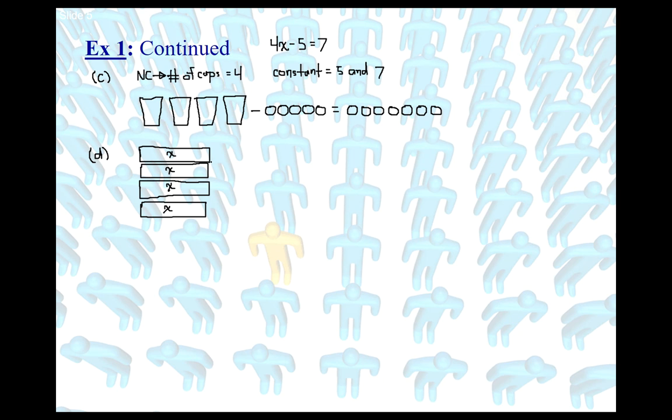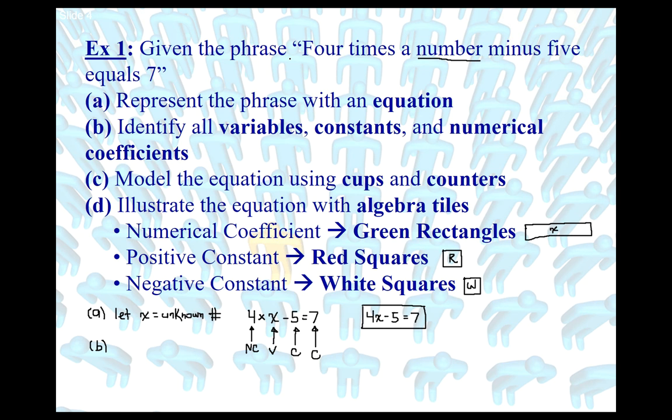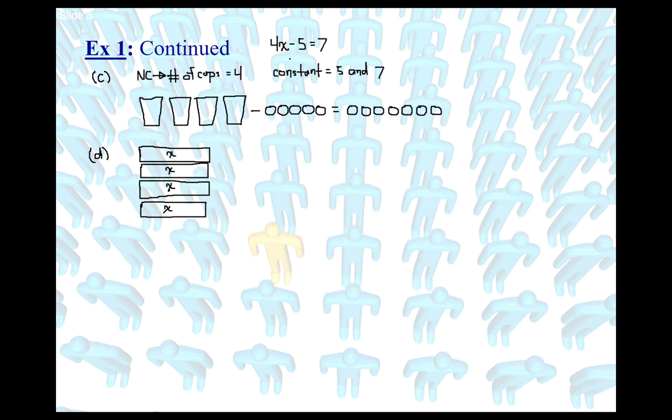Now, the next one is minus 5. For cups and counters, we can actually directly show the operator, whether it's a plus or minus. For algebra tiles, we actually want to classify this 5 as being a positive or a negative constant. So this negative in front of here would make it negative 5, so that's a negative constant. And a negative constant we represent with white squares. So negative 5 would be 5 white squares.